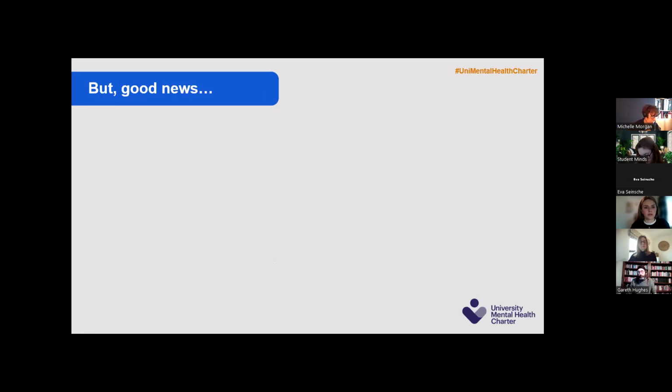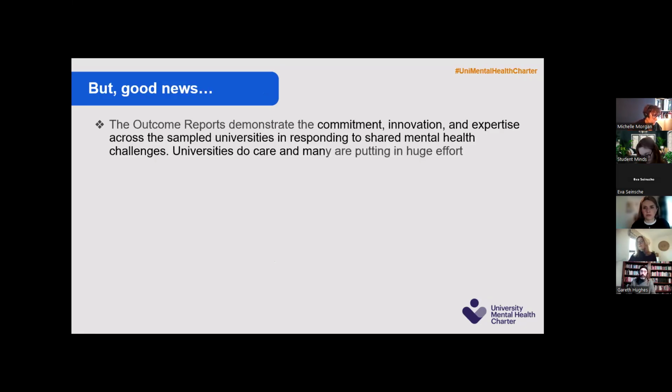But let's finish with some absolute good news, because one of the other things is that there is some amazing work going on out there. Some of the examples of excellent practice are astonishingly good. And we should really be celebrating a lot of that, about the effort that universities are putting into this, the effort that a lot of our colleagues are putting in, and how much people in universities do genuinely care about their students and about their mental health and well-being, and how much some universities do care about their staff and about their well-being as well.